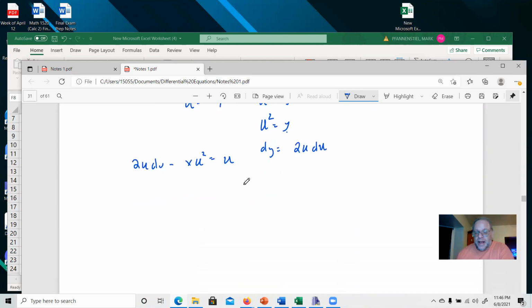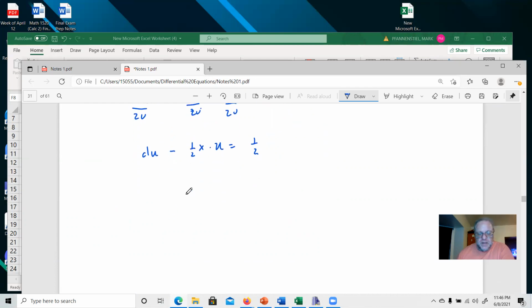And in order to make this first order linear, we divide everybody by 2u. So we have du minus 1/2 x, u squared over u is u, and that is equal to 1/2. Beautiful. So let's go ahead and make our integrating factor. Our integrating factor is e to the power of the integral of negative 1/2 x, which is e to the negative 1/4 x squared. Remember, the c cancels out when we get finished.